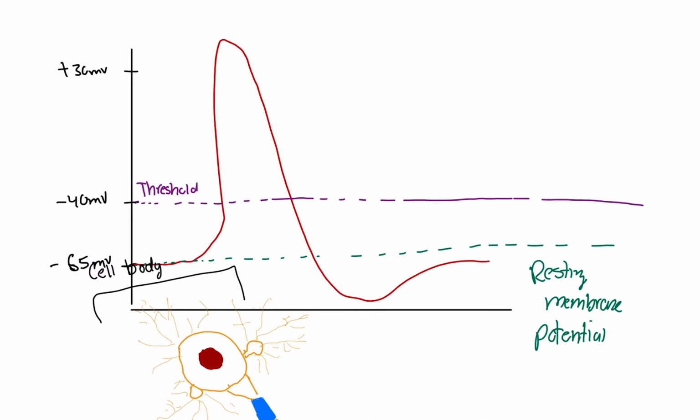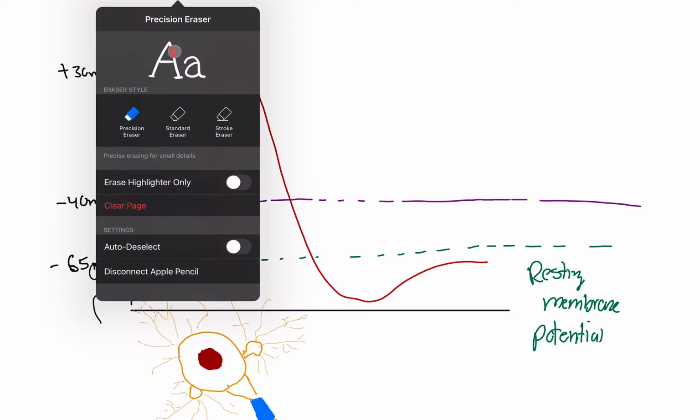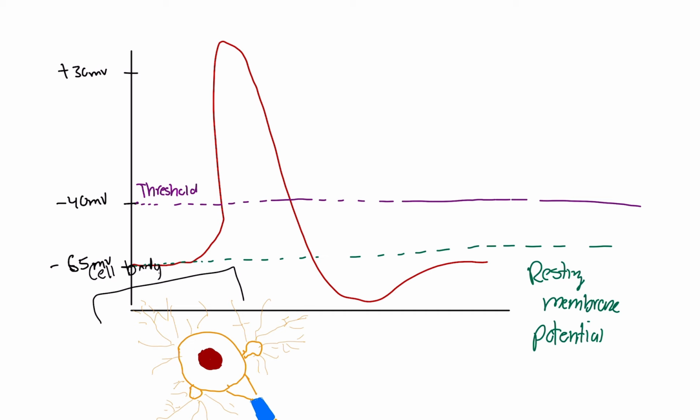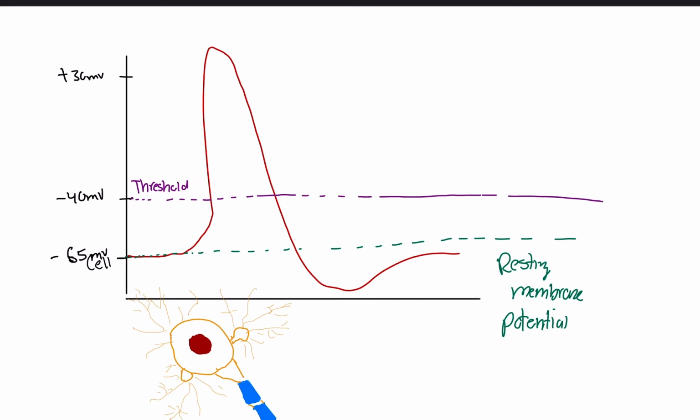This is a very famous graph. I simplified it completely. I left out most of the information, but I put the most important things for this particular video. I'll make the more complete one tomorrow or the next day. But this is known as the action potential graph.